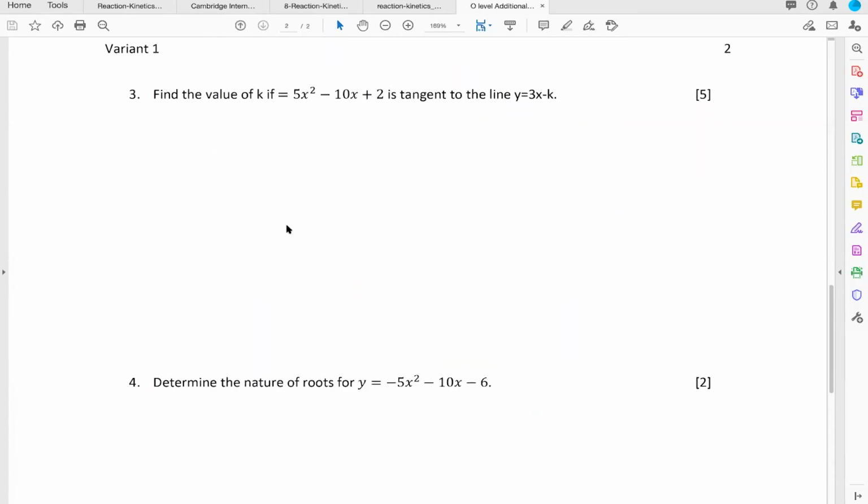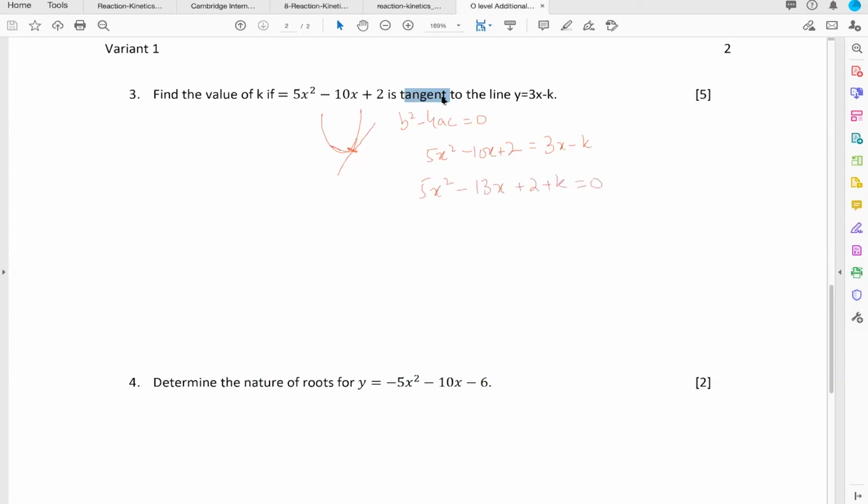Okay. What should the student do here? Yes sir, because it's a tangent, so we know it touches at one point. Yes. So because it's a tangent, we know that b squared minus 4ac equals 0. They turn at just 1 point. So we need to solve it simultaneously. So we put 5x squared minus 10x plus 2 equal to 3x minus k. And then we bring everything to one side because we want to talk about roots. If one side is not 0, we cannot talk about roots. So 5x squared minus 13x plus 2 plus k will be equal to 0.